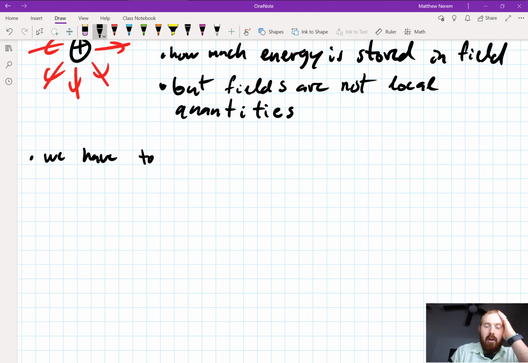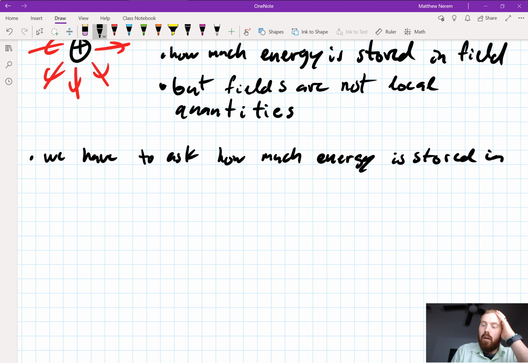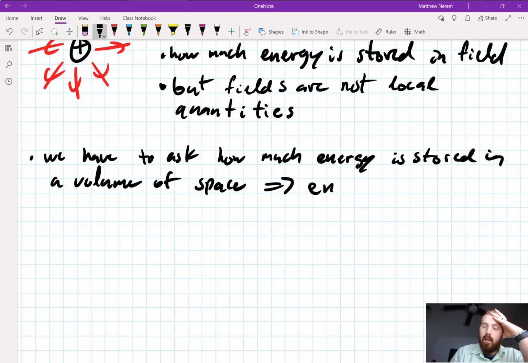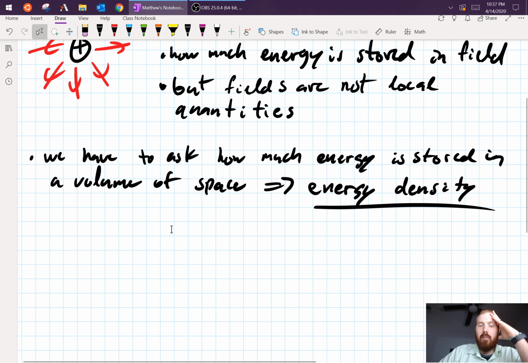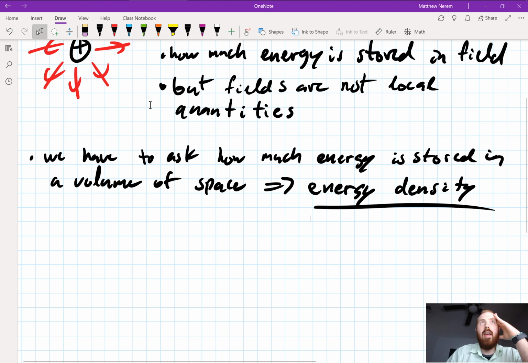We have to ask how much energy is stored in a volume of space? And that's what we're going to call our energy density. So let's put this in perspective a little bit. All right, what do I mean by energy density?